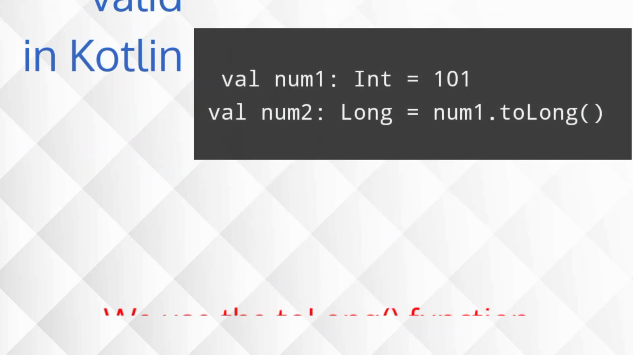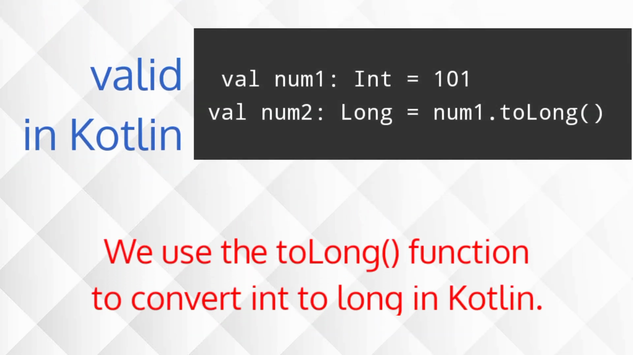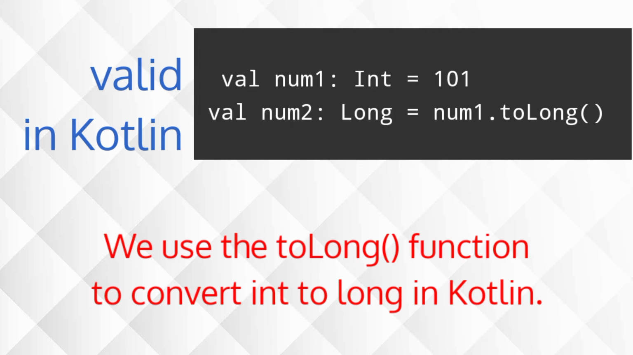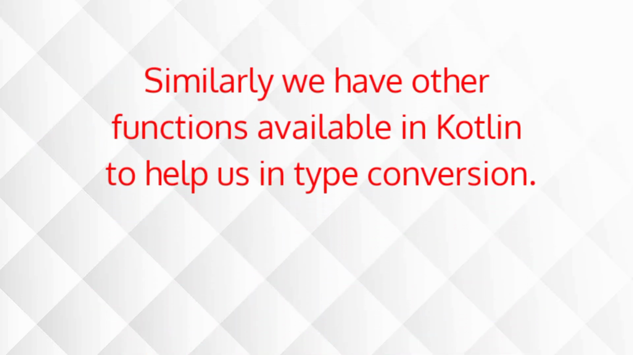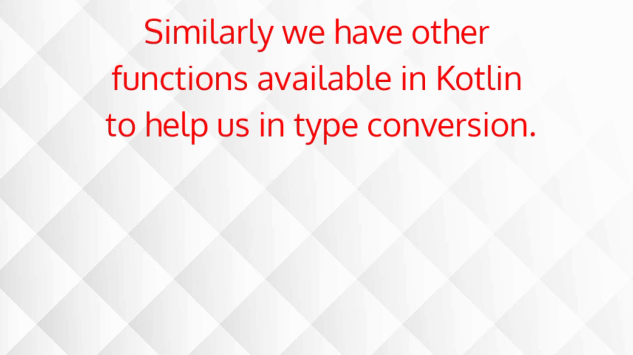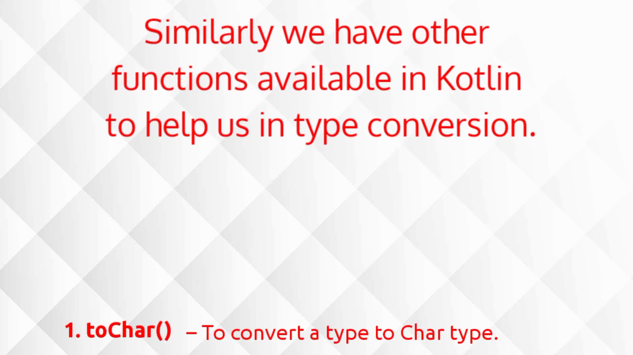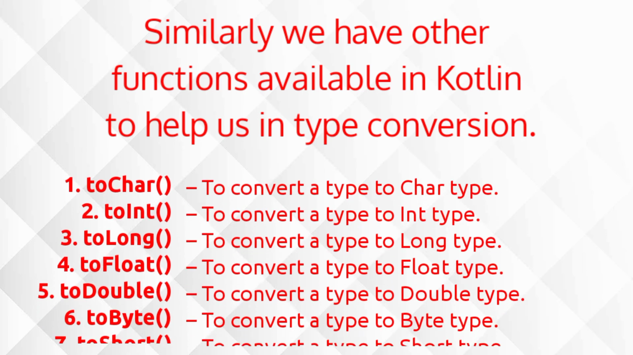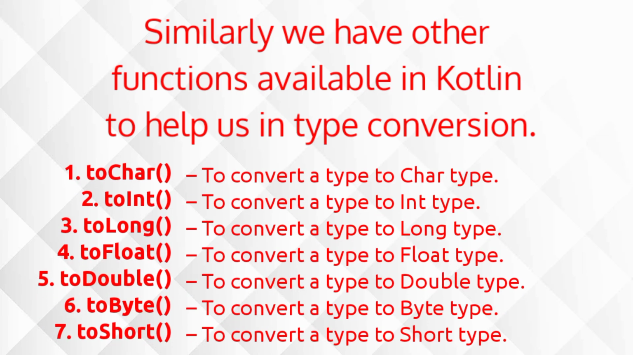In Kotlin, we use the toLong function to convert int to long. There are other functions to convert other types to a specific data type: toChar, toInt, toLong, toFloat, toDouble, toByte, toShort.